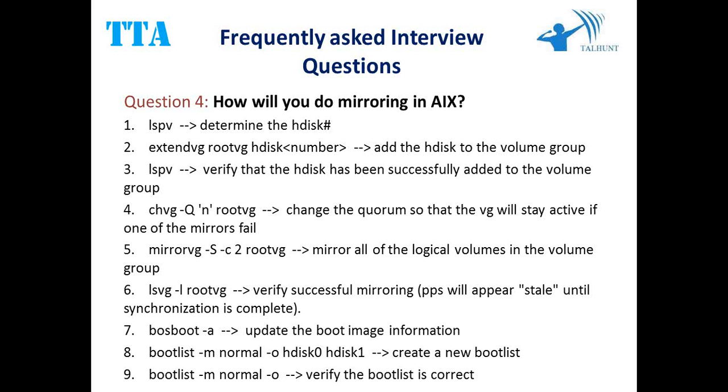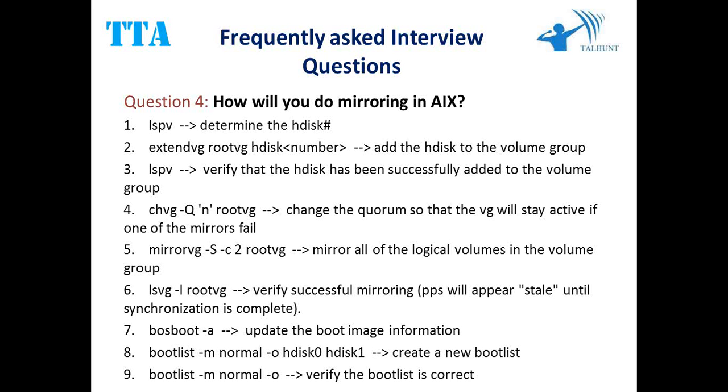I would rate this particular question as having more value. The reason is this is a question asked in most interviews these days: how do you mirror the AIX root VG? Or they might ask the question the other way, like how will you remove a drive from a mirrored root VG? So here I put forth how you mirror, but make a point of looking at how you remove a disk from a mirrored volume group.